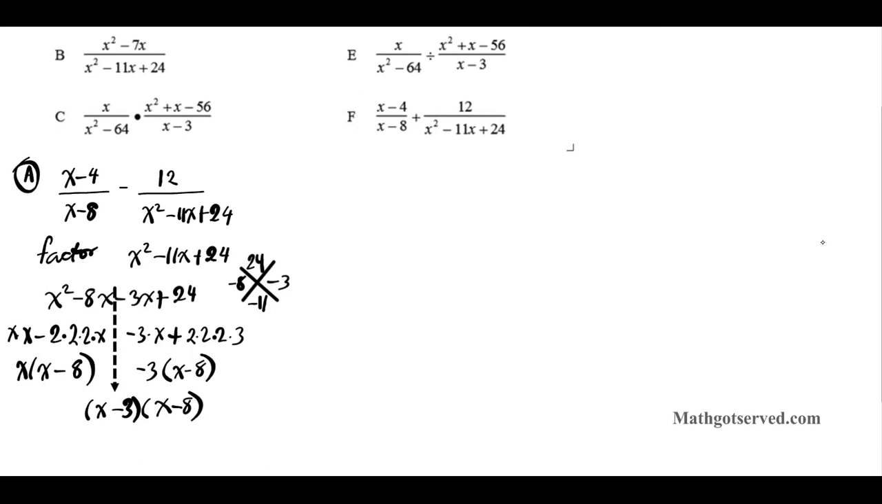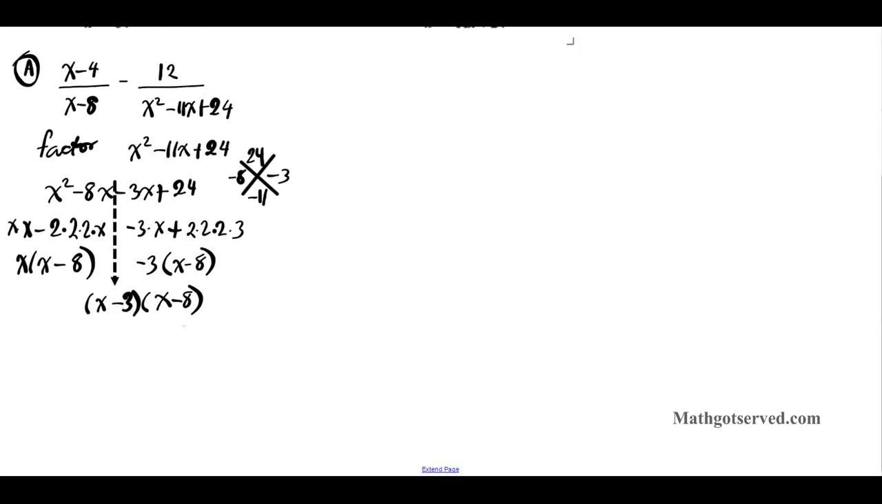Okay? So let's put that back into the equation. We're going to have x minus 4 over x minus 8 minus 12 over x minus 3 times x minus 8. Now, how do we find the LCD? This has an x minus 8, that has an x minus 8, so that's good. This has an x minus 3. This doesn't, so we have to insert an x minus 3 here on the bottom and the top.